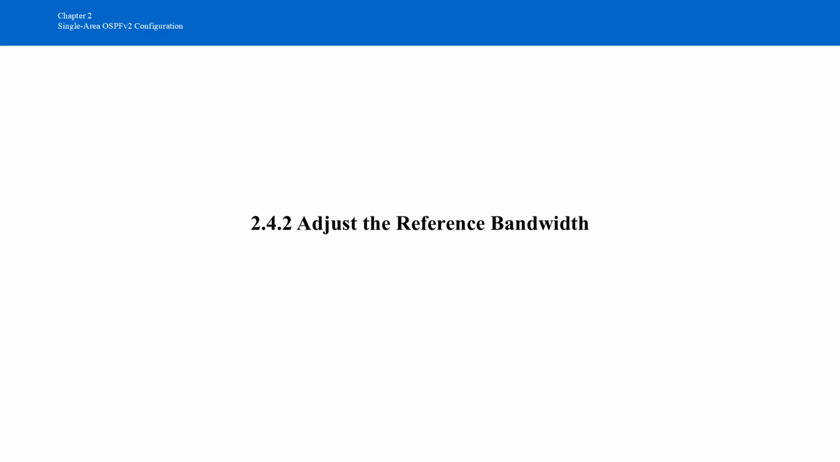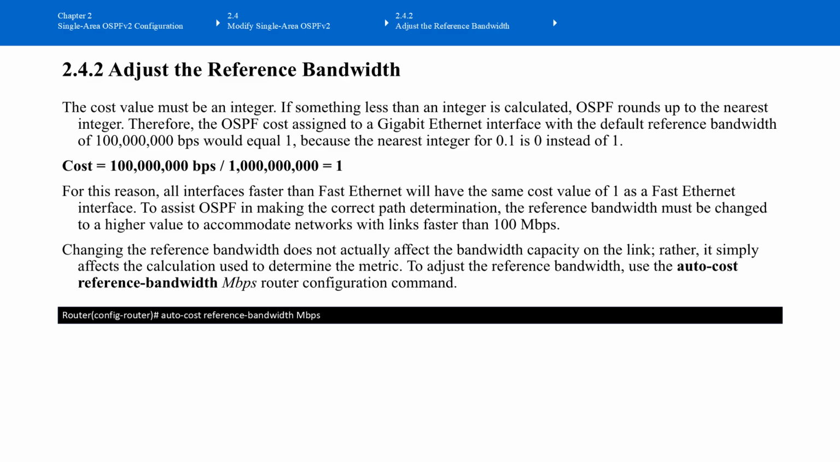2.4.2 Adjust the reference bandwidth. OSPF uses cost to choose the best path. Remember, the lower cost is better, and the formula is OSPF cost equals reference bandwidth divided by interface bandwidth. Due to this, all interfaces faster than Fast Ethernet will have the same cost value of 1 as Fast Ethernet interfaces. We can use a command to change the reference bandwidth.